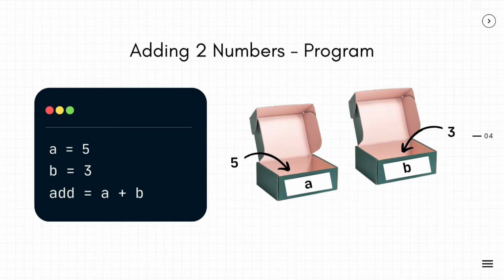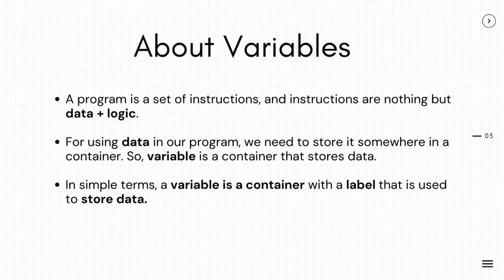For using this data in our program, we need to store it in a container or a box so that we can further use it in our logical part. So, this data is stored in a variable. In simple terms, a variable is a container with a label or a name that is used to store data.